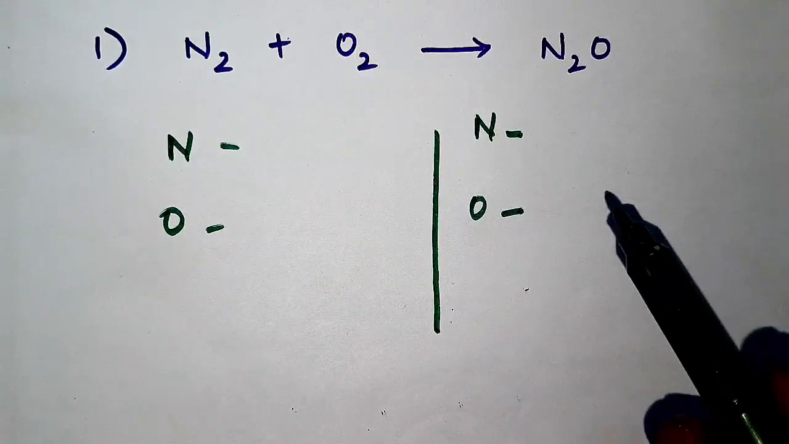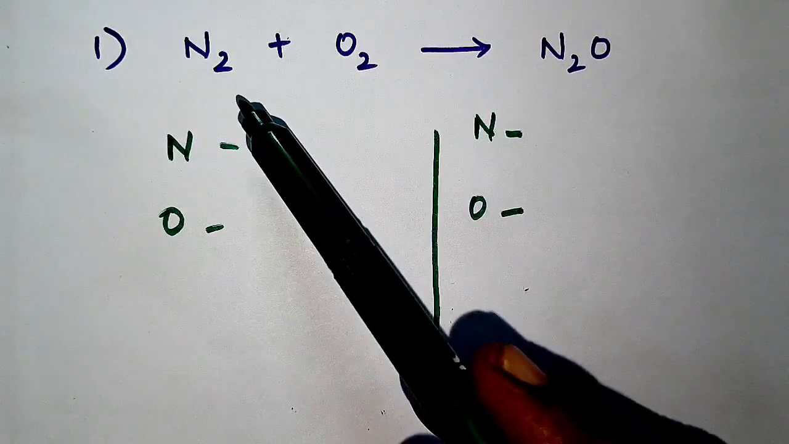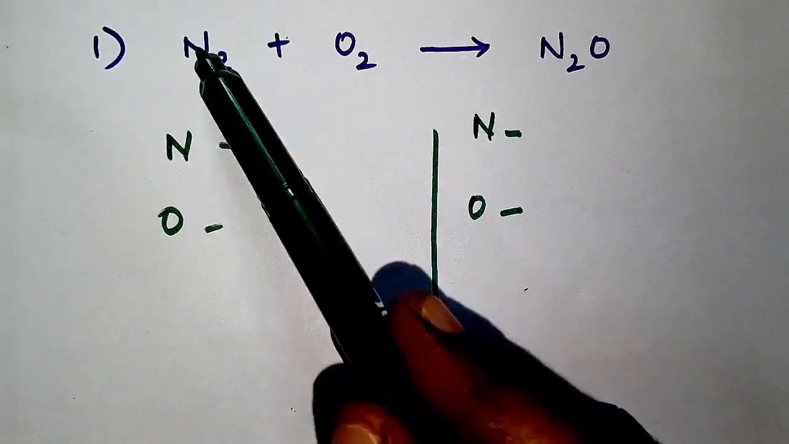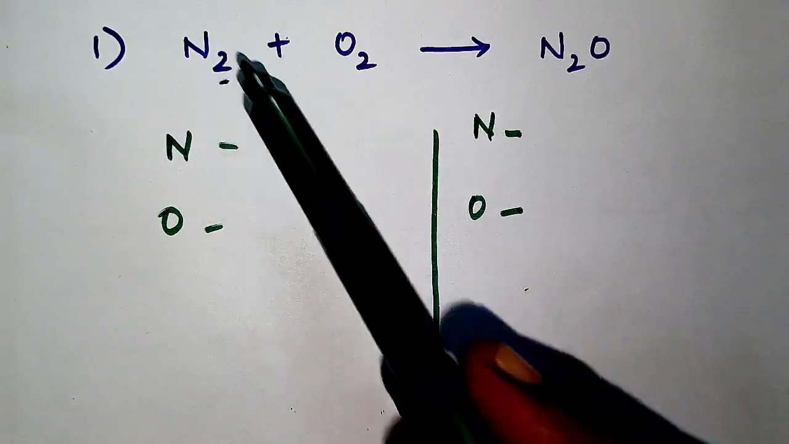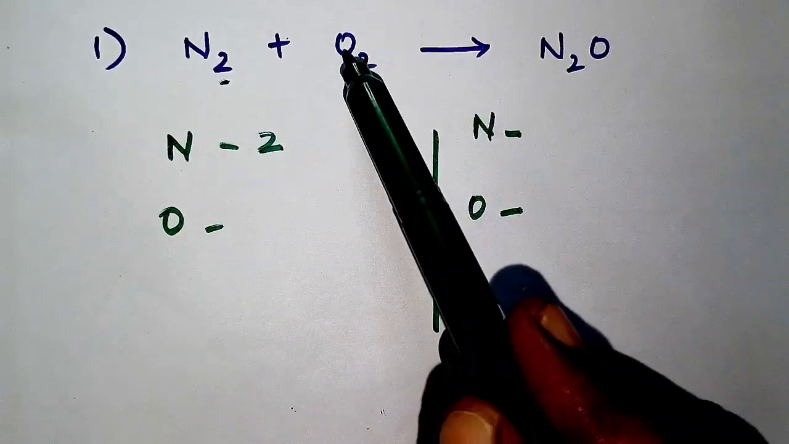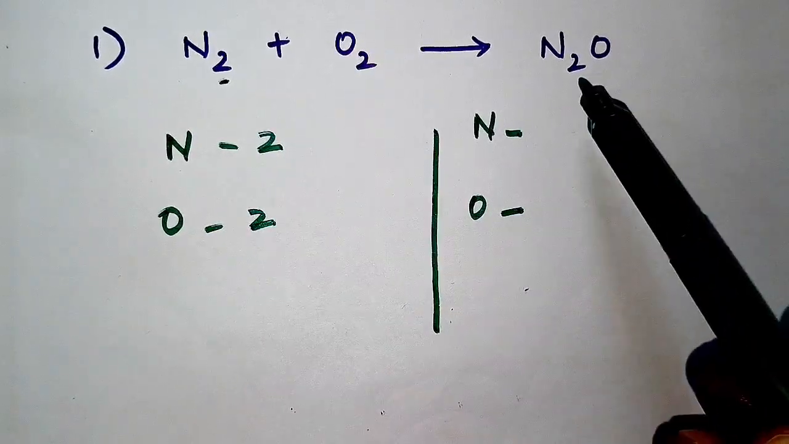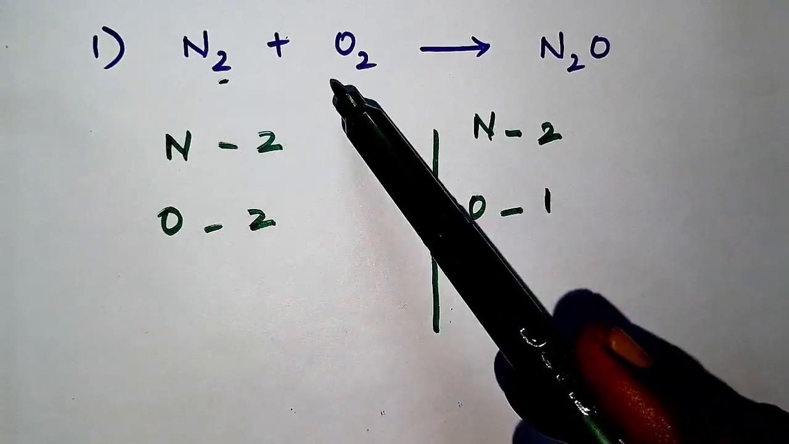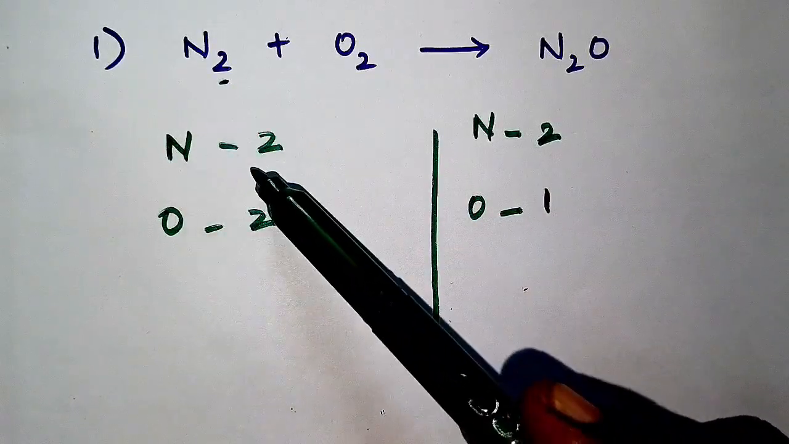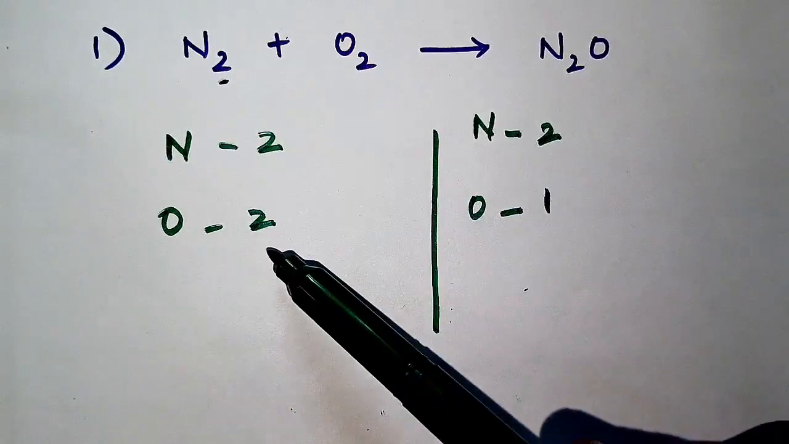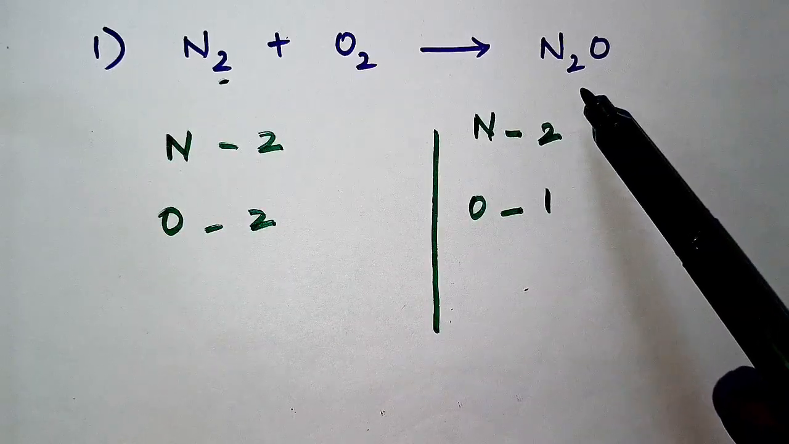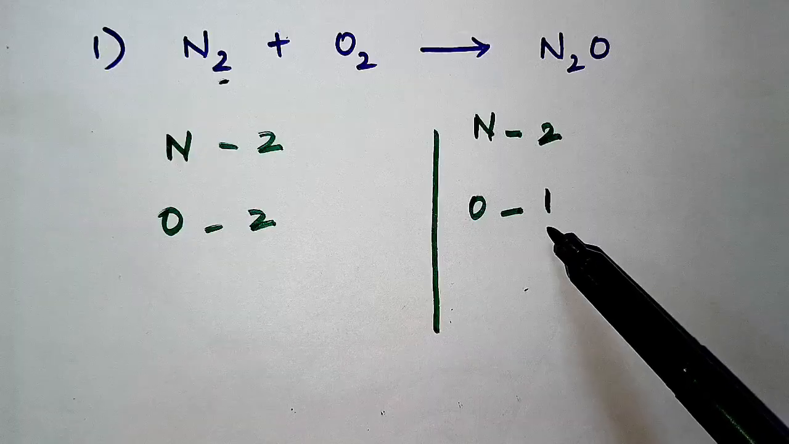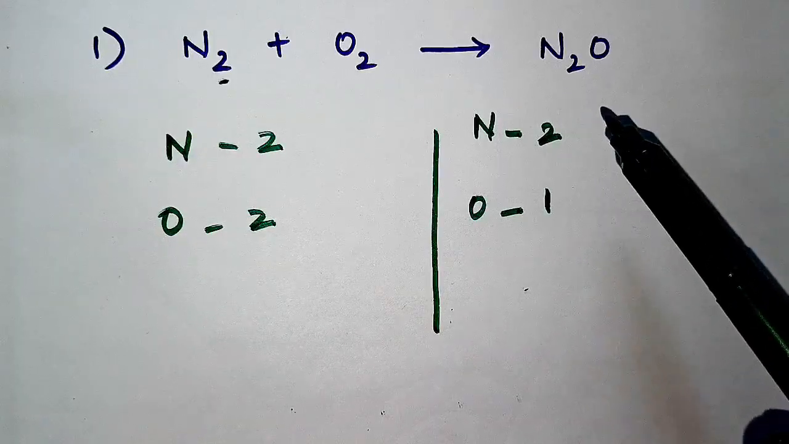Okay, then the second step, count the number of atoms. So nitrogen here is 2, this is your subscript N2, so the number of atoms is 2. Then oxygen you have 2. In the product side, nitrogen is 2 and oxygen is 1. In the reactant side, the number of nitrogen atoms involved is 2 and oxygen atoms is 2. Then on the product side, the number of nitrogen atoms involved is 2, but oxygen is only 1. So we have to balance this reaction.